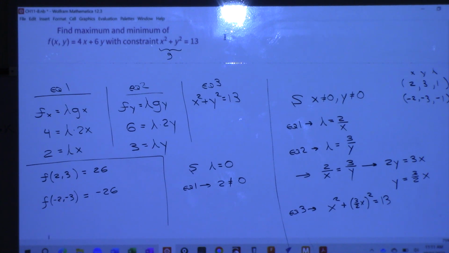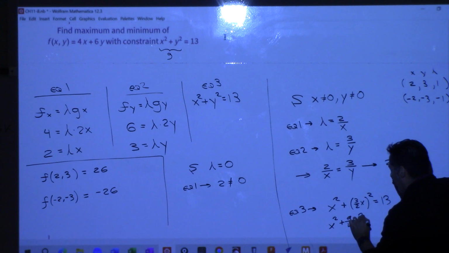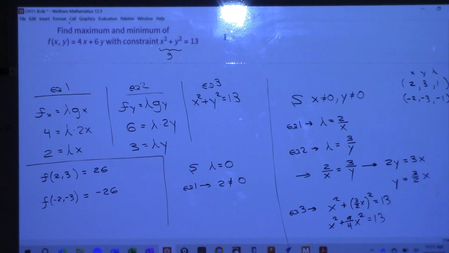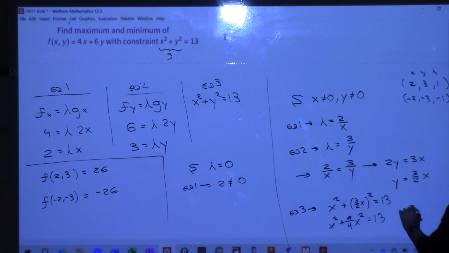And now if I square that, 9/4 x squared equals 13. And if you get a common denominator over here, you get 13/4 x squared equals 13. And if you solve for x here, you get plus or minus 2. Right? Do I need to show that, or are we good? Let's see that. So you get plus or minus 2 multiplied by 4 divided by 13.